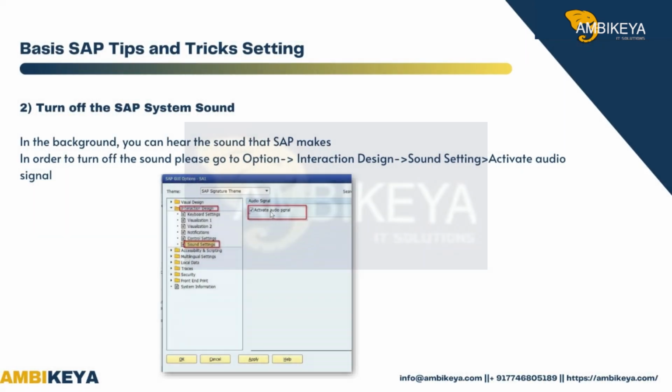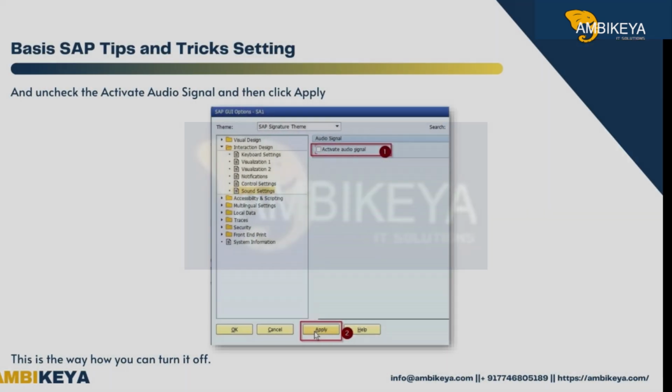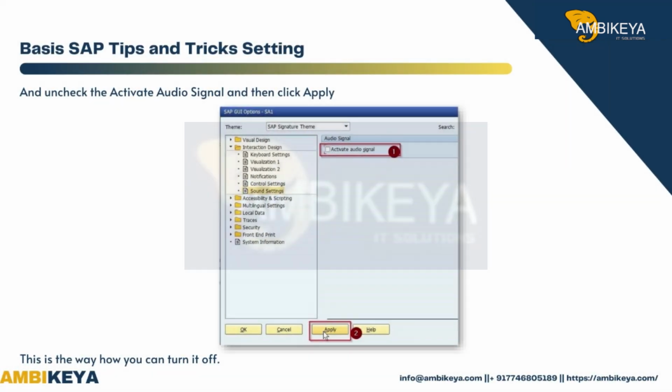2. Turn off the SAP system sound. In the background, you can hear the sound that SAP makes. In order to turn off the sound, please go to Options, Interaction Design, Sound Settings, Activate Audio Signal. Uncheck Activate Audio Signal and then click Apply. This is the way you can turn it off.